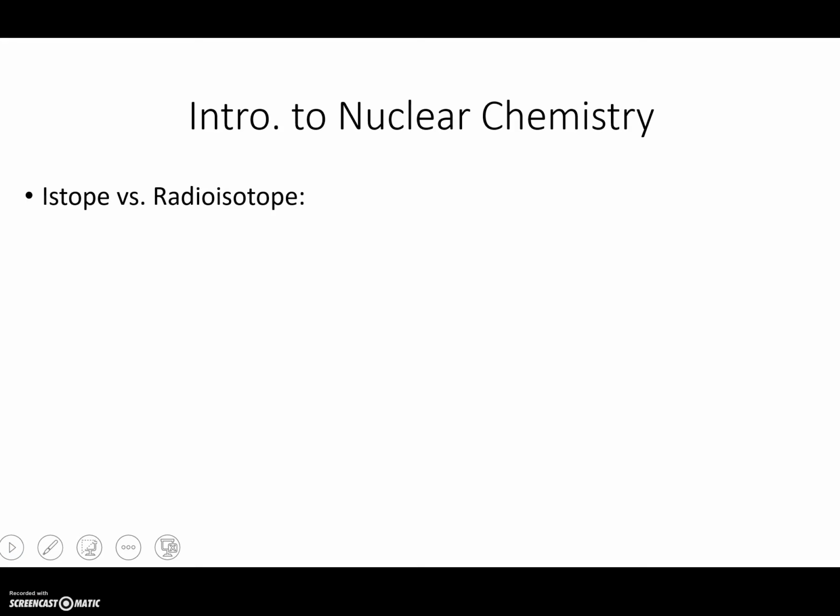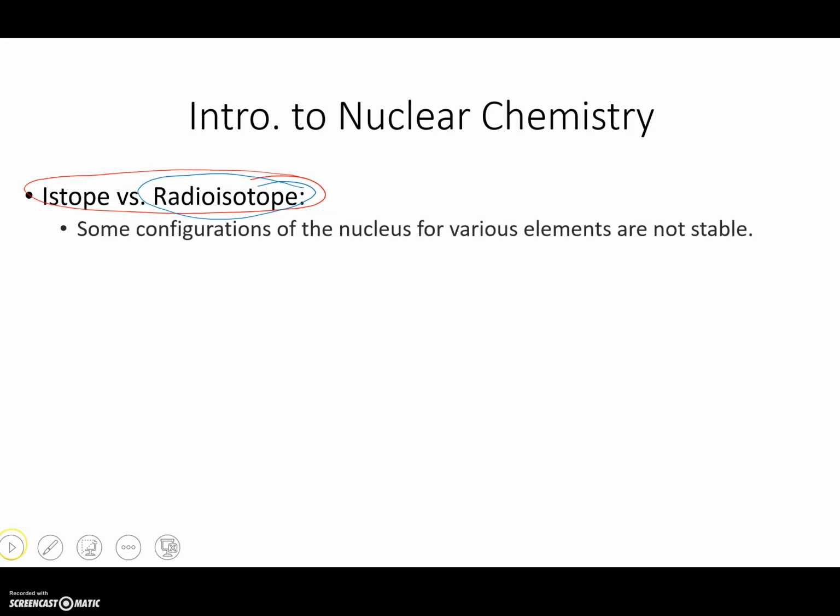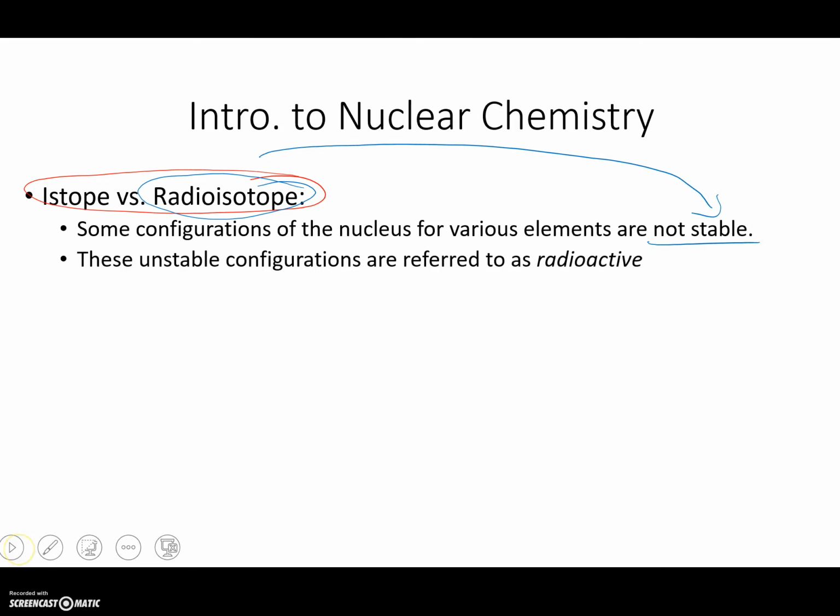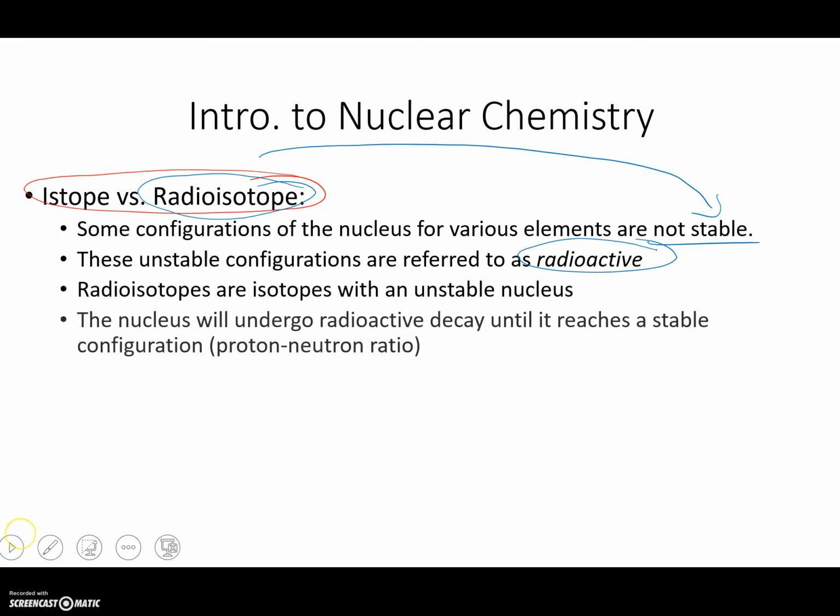As I mentioned, we're going to be doing an intro to nuclear chemistry. So there is some differentiation in terms I want to discuss here real fast. So isotope versus radioisotope. In this case, we're talking about a radioisotope being something that is not stable, right? So isotopes, if you recall, are just the different versions of the same atom, right? And essentially, you just have a different number of neutrons. So some configurations, though, are not stable. So our radioisotopes are referring to those types that aren't stable, right? So these unstable configurations are referred to as radioactive, hence the term radioisotope. And they have that unstable nucleus, all right?